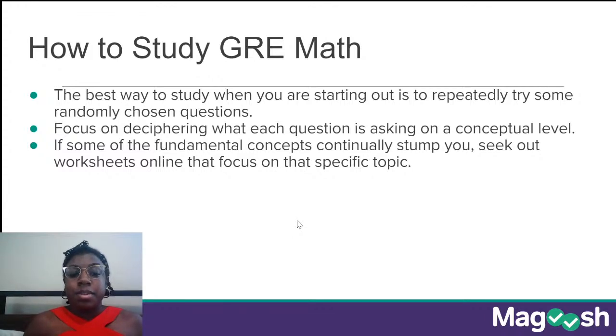Also, if some of the fundamental concepts continually stump you, it may be a good idea to seek out worksheets online that focus on that specific topic. Khan Academy is extremely useful for this purpose. Additionally, Magoosh Premium allows access to all of our lesson videos, which are organized by topic.